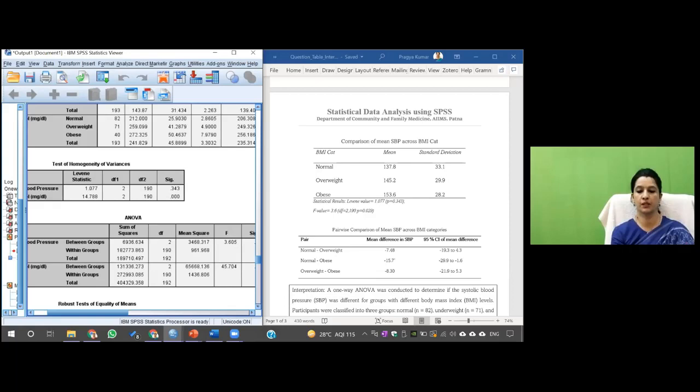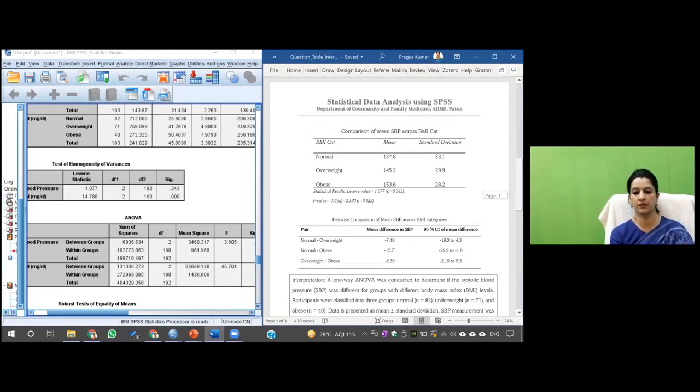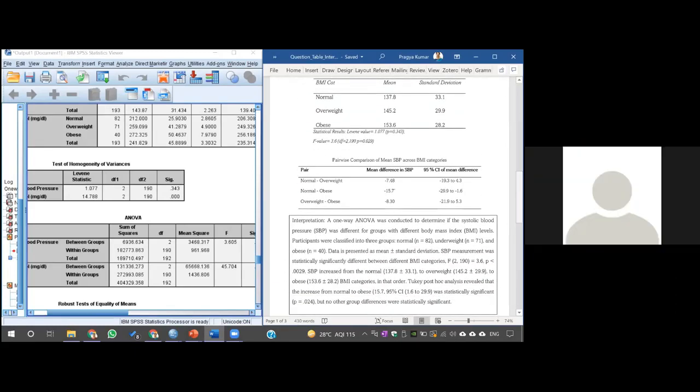Similarly, if you go to the systolic blood pressure, the pairwise comparison, you can see that we have given the mean difference of normal overweight, normal obese, and overweight and obese. These are in the negative sign, but you can make it positive. Ideally, you should make it positive. Just to show. I want to ask one more thing over here. In this pairwise comparison of mean systolic blood pressure across BMI categories, in the pairs, why have we only reported these pairs? Why not other pairs too?